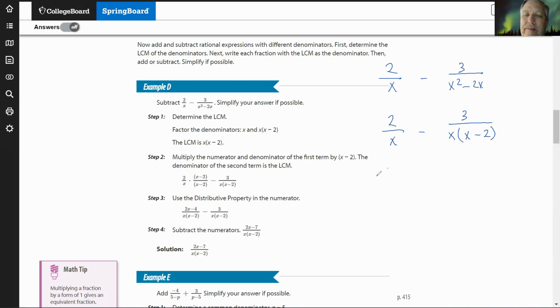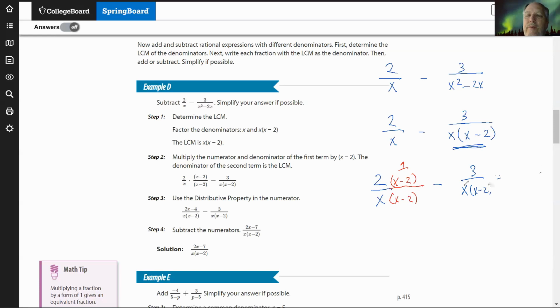And what that means is this 2x, in order for it to look like this other one that already has the x, I just need to put in an x minus 2. Of course, I can't just arbitrarily put in an x minus 2. In order to make this look like the other one, I have to put in x minus 2 on both the top and the bottom. Remember, that equals 1. Multiplying anything by 1 does not change its value. Minus 3 times x times x minus 2.